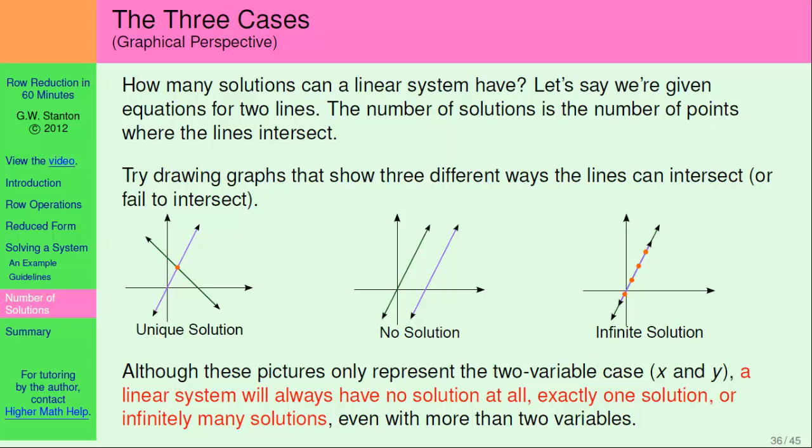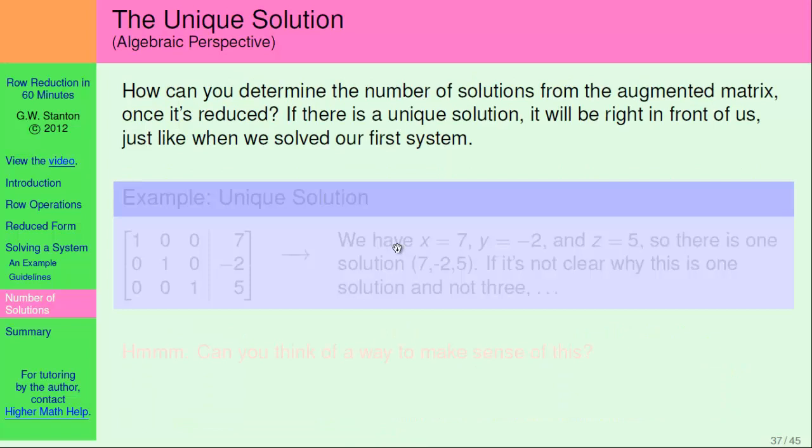Although these pictures only represent the two variable case, x and y, a linear system will always have either no solution at all, exactly one solution, or infinitely many solutions, even with more than two variables. Now we can shift from the graphical perspective back to the algebraic perspective.